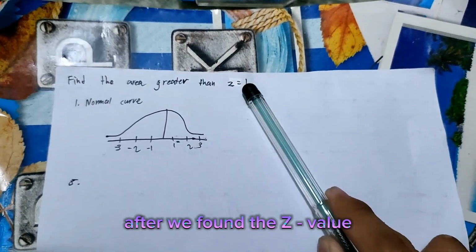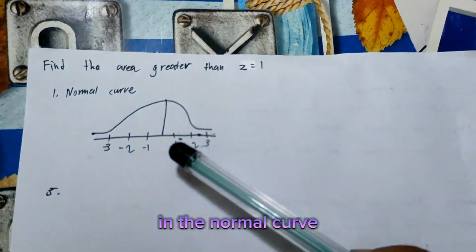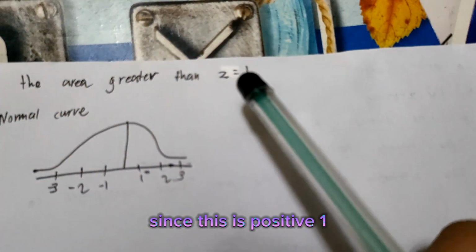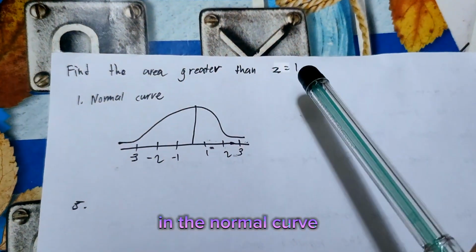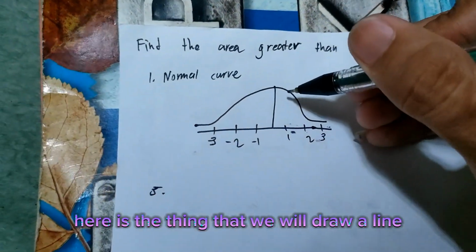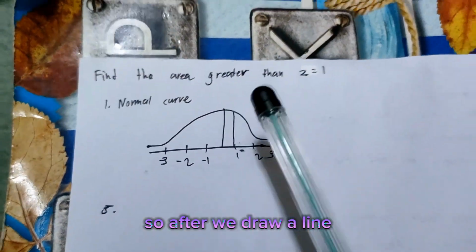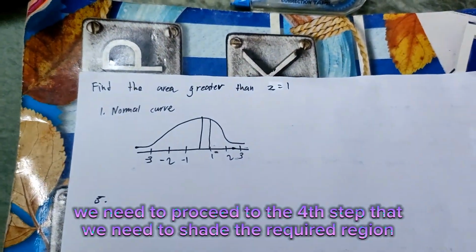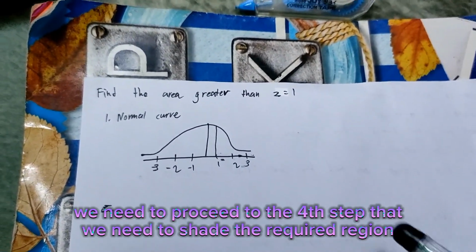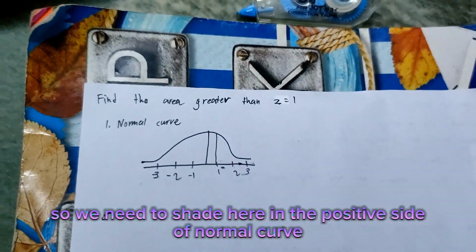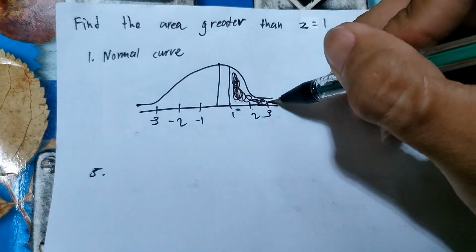After we found this z value, we need to draw a line in the normal curve. Since this is positive 1 in the normal curve, here is where we will draw a line. After we draw a line, we proceed to the fourth step, which is to shade the required region. It says greater than, so we need to shade here in the positive side of the normal curve.